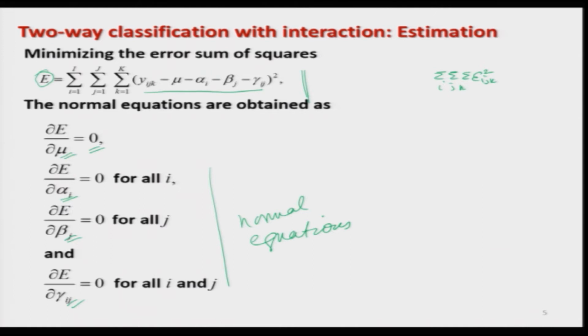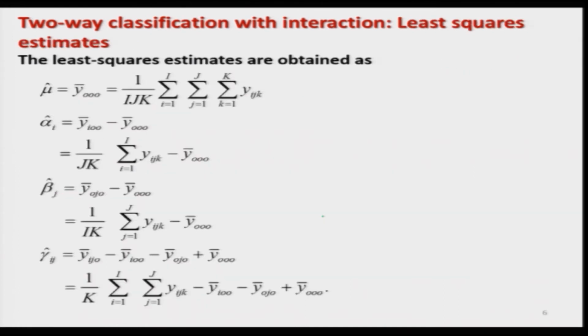So, do you think I should use at least 20 minutes in doing the same thing? Certainly not. So, I request you to differentiate, put them equal to 0 and solve it exactly in the same way as we have done in the case of one-way and two-way analysis of variance. Once you do it, you can obtain the estimate of mu, mu hat, equal to y bar triple naught.